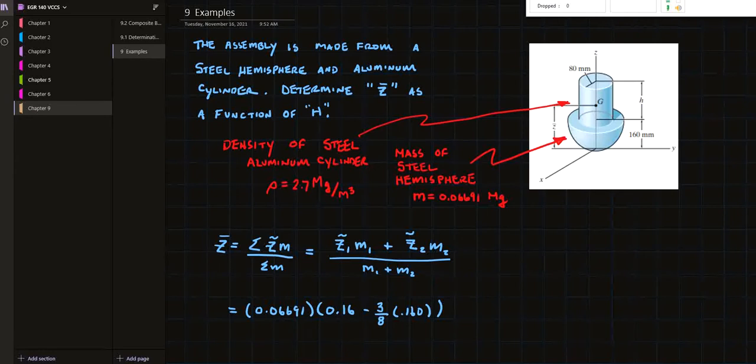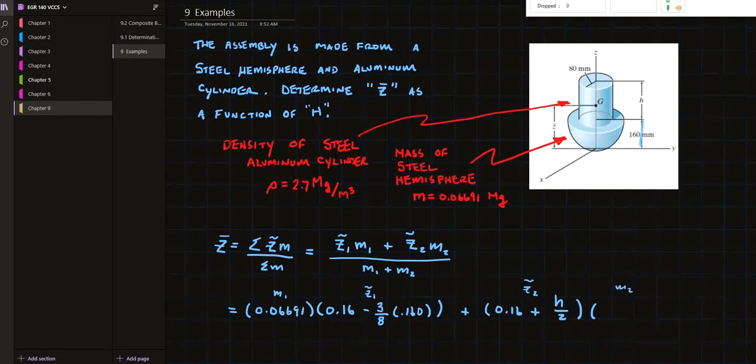Okay, so that's the first term, and then we got the z bar to the second term, which is going to be the distance here plus half the distance to whatever h is, and we don't know what h is. And then for the mass, so this is mass 1, this is z alpha 1, and then I kind of reverse things here. This is z alpha 2, and this will be mass 2.